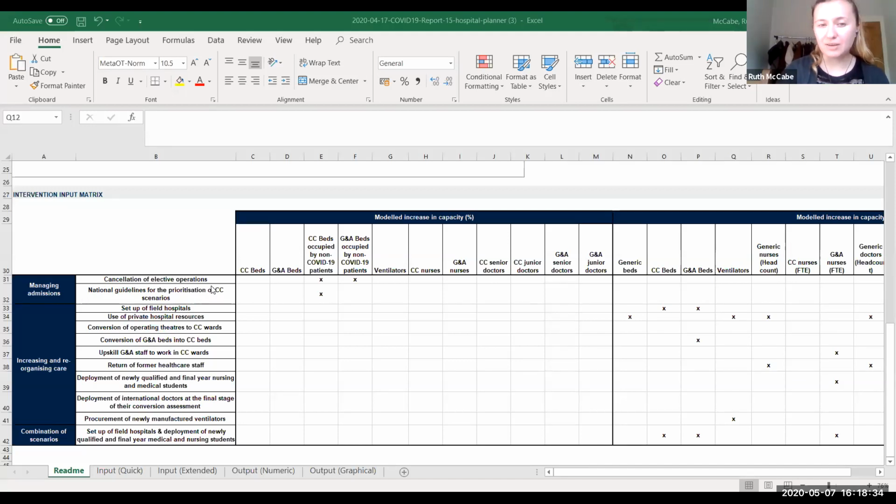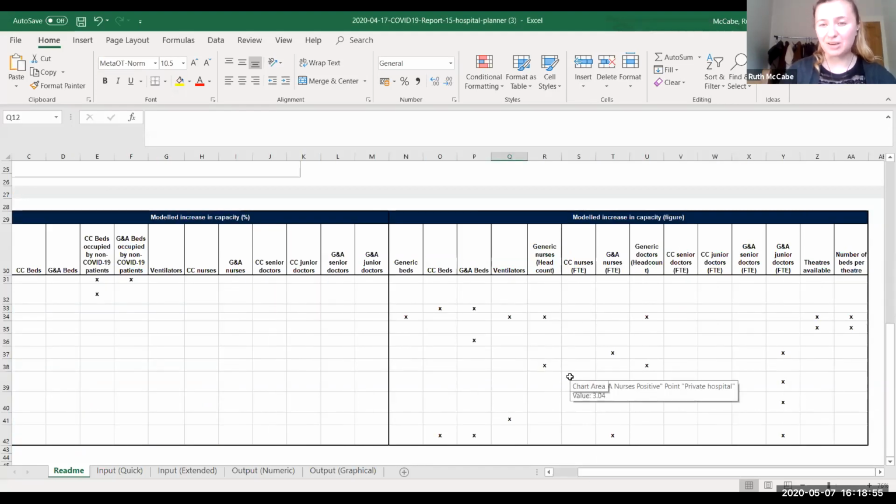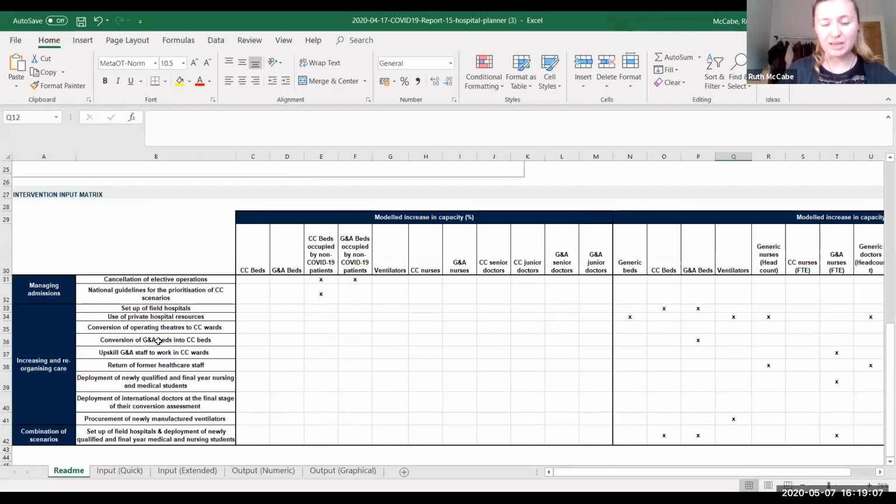For the managing admissions interventions, we've looked at these changes in terms of percentage increases in capacity. However, we do appreciate that very often this information does not come as a percentage increase. And so we also provide the option, just further along here, to input these as a figure instead. This would be something like the number of beds being given in the private sector, which is often reported as a figure. So the idea here is that for each intervention, you can look across the intervention matrix and see what information you would need to be able to model this scenario.